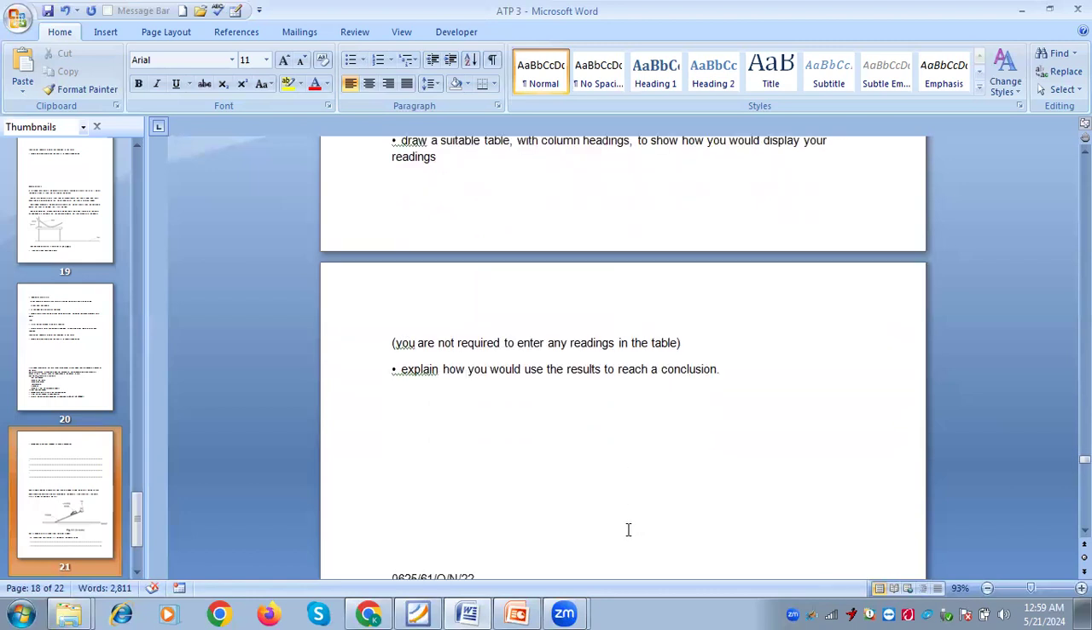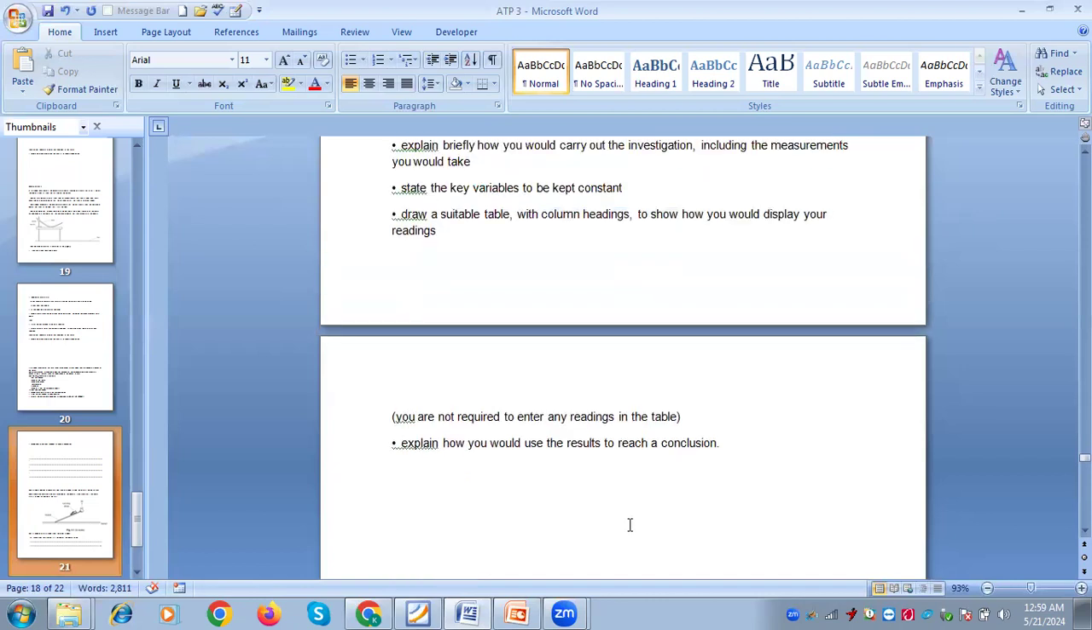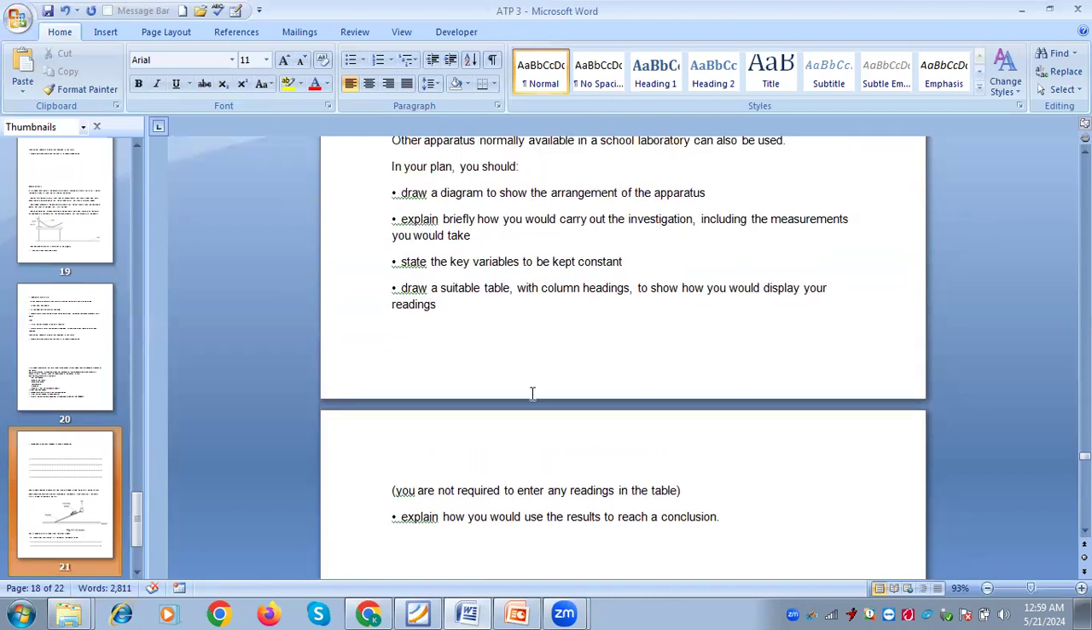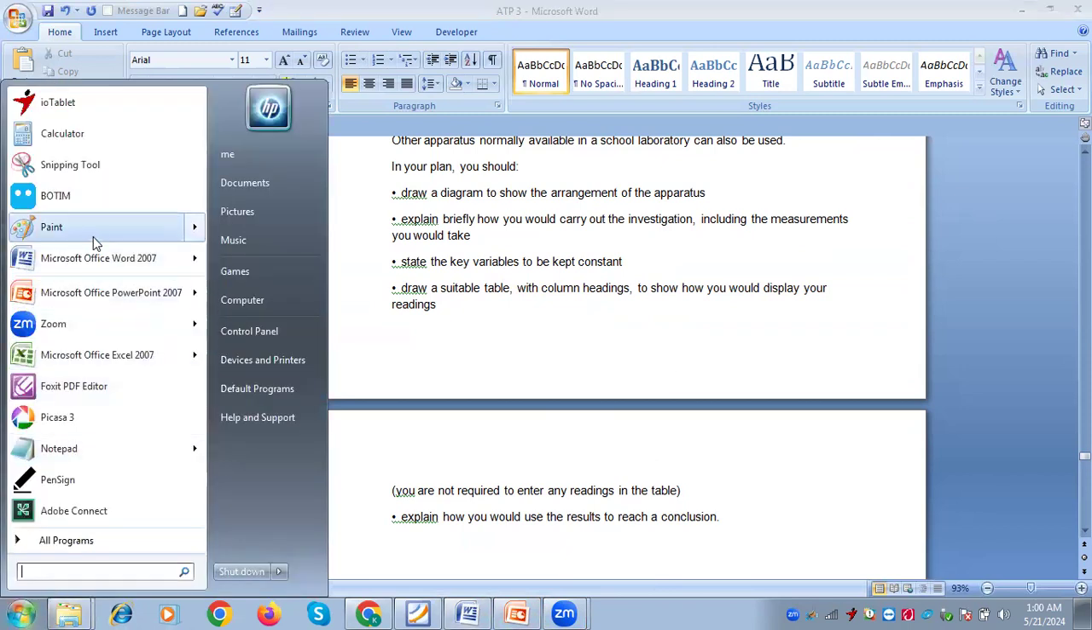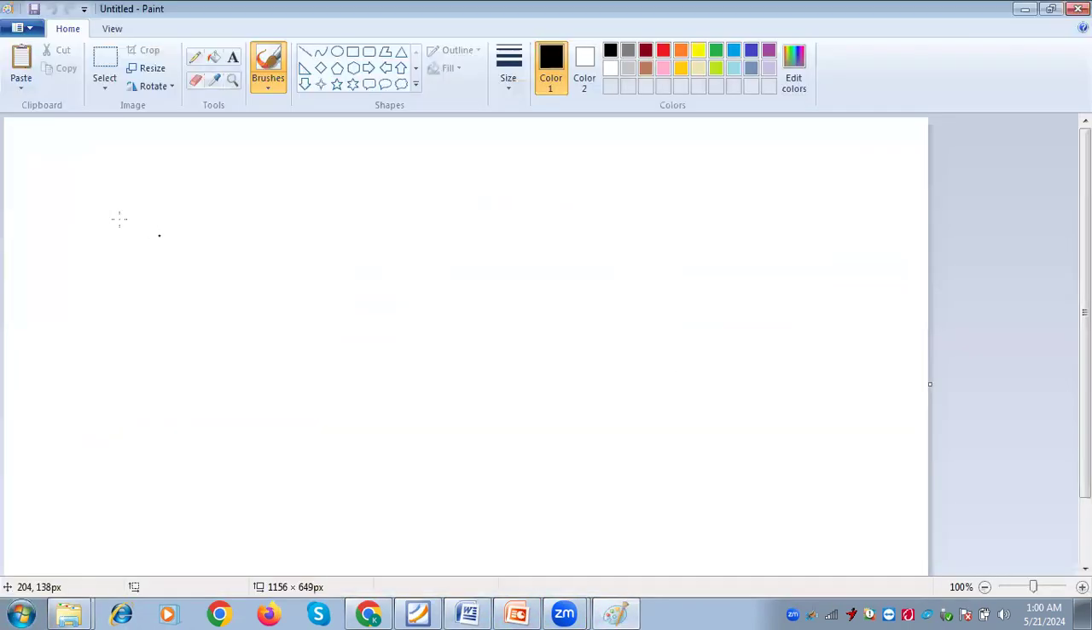The quantities which are to be kept controlled, which should not be changed, are known as controlled variables, kept constant. So first let us see the arrangement and the things which we will need here: the apparatus.